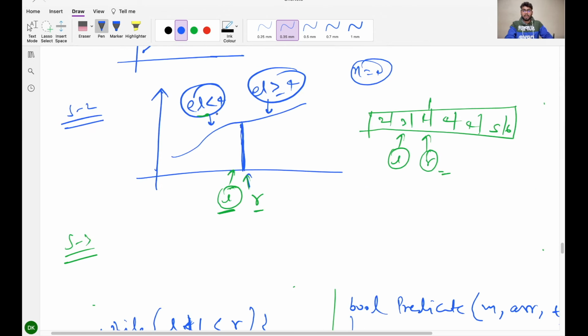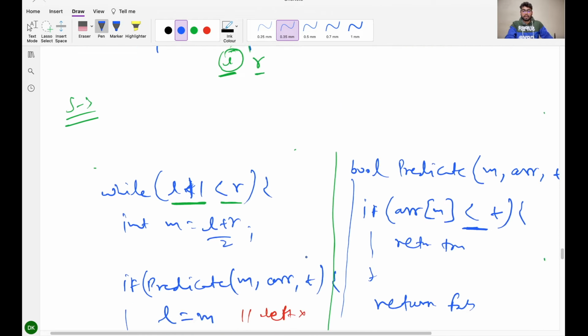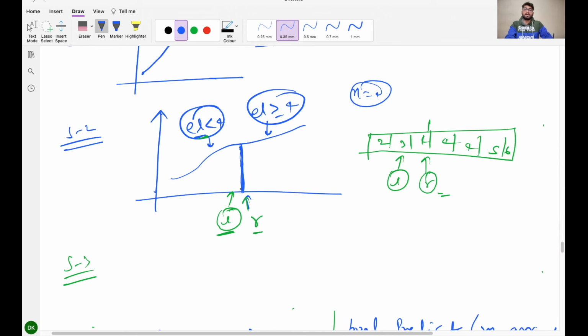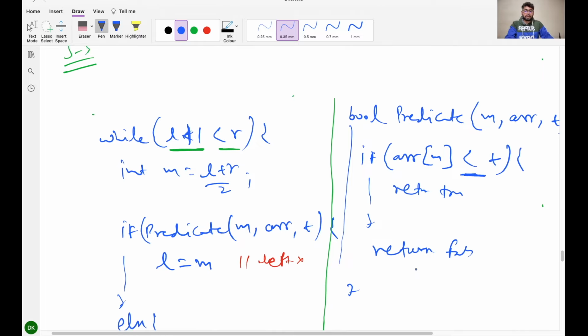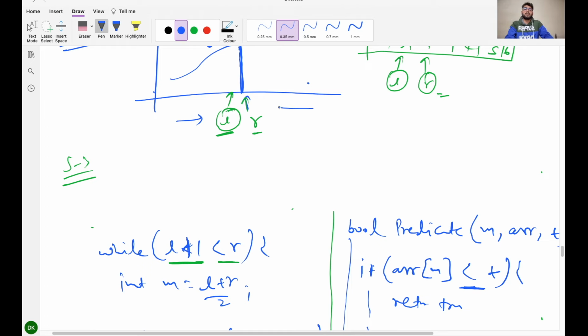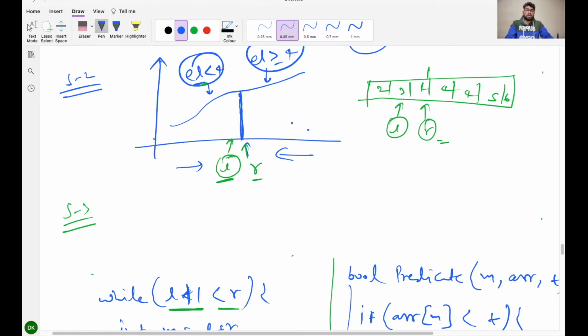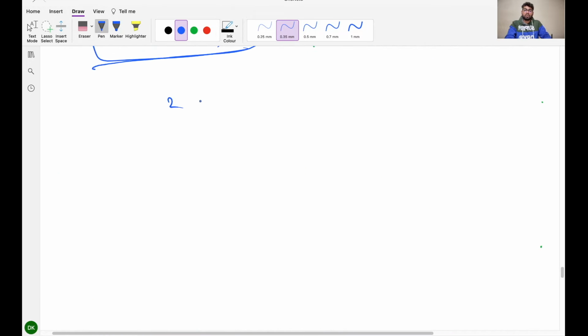For ignoring the left, we take the region where my element is less than the target element. That means I just have to ignore the left and update my left to the right side. And when I am in the other region, I return false and update my r to m, and traverse from right to left. Okay, so let's take a dry run for 2, 3, 4, 4, 4, 5, 6.